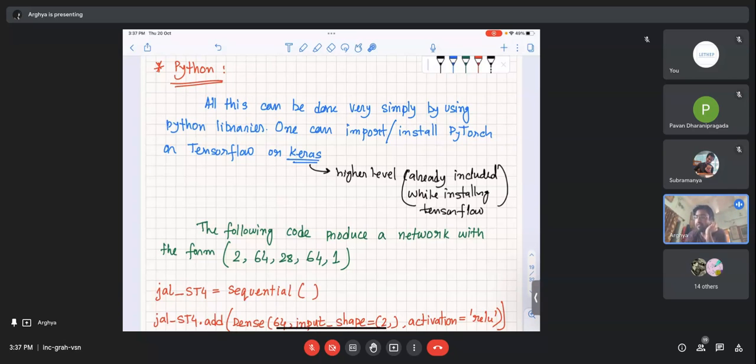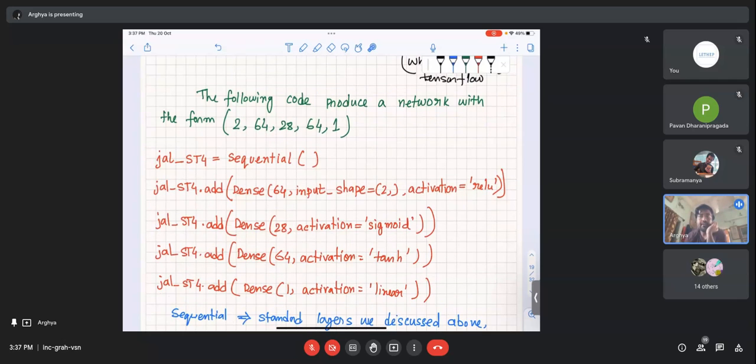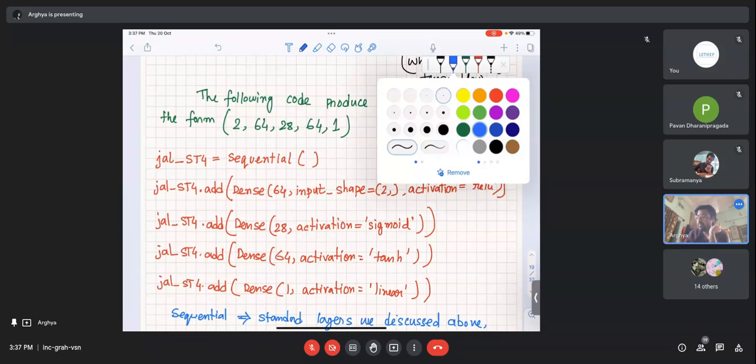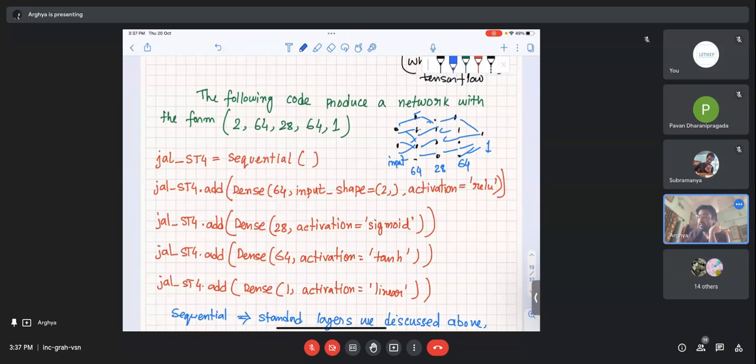So say you want to reproduce a network which has this number of layers. The input layer is 2. Then the first hidden layer is 64, then 128, 64, and 1. So in some sense you want to have a network like this. These are various connections, and this is your input, which is 2. Then 64 nodes are there, 1, 2, 3, 4, up to 64. This is 128, this is 64, this is 1. This is something you want to build up.